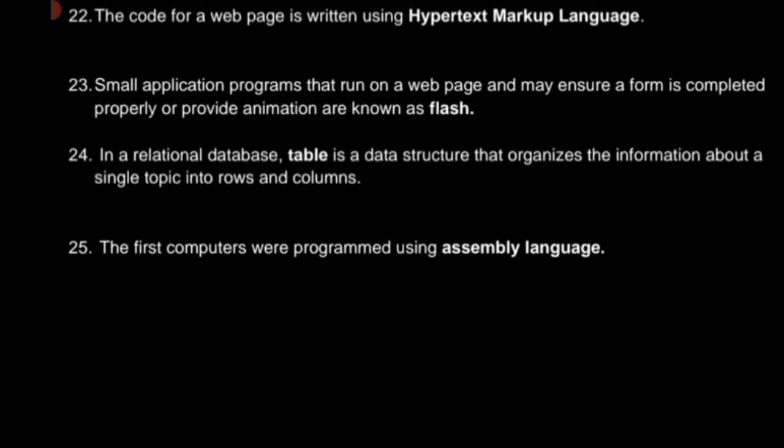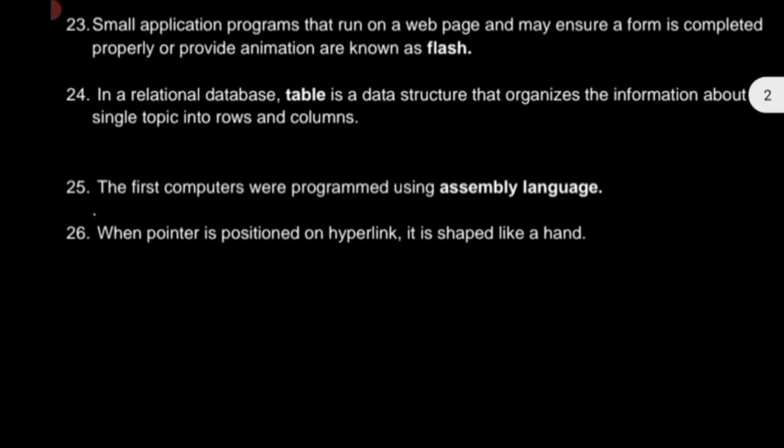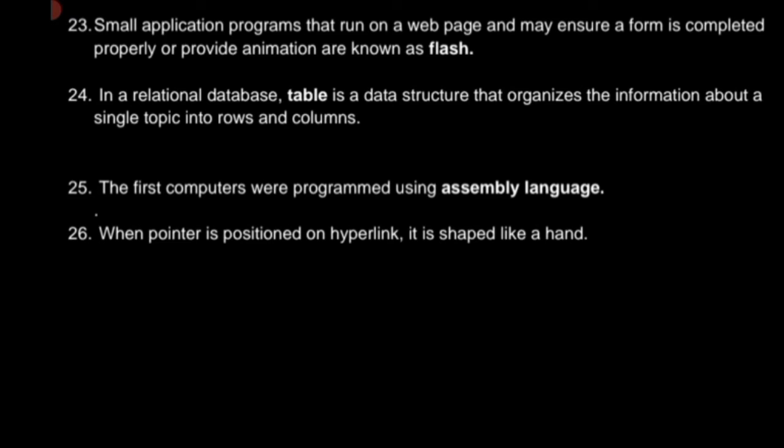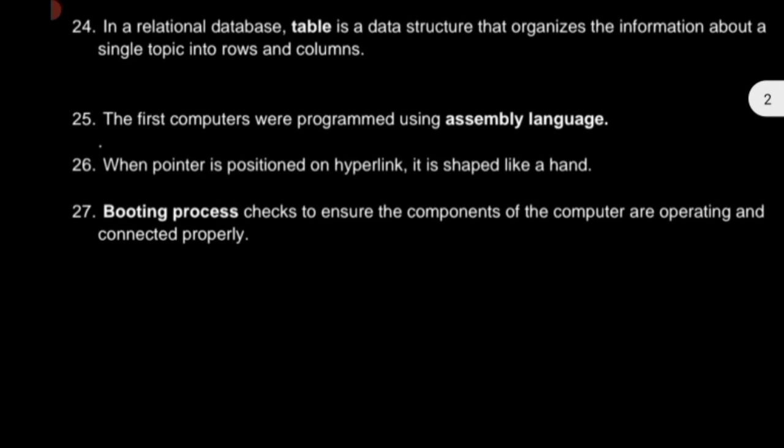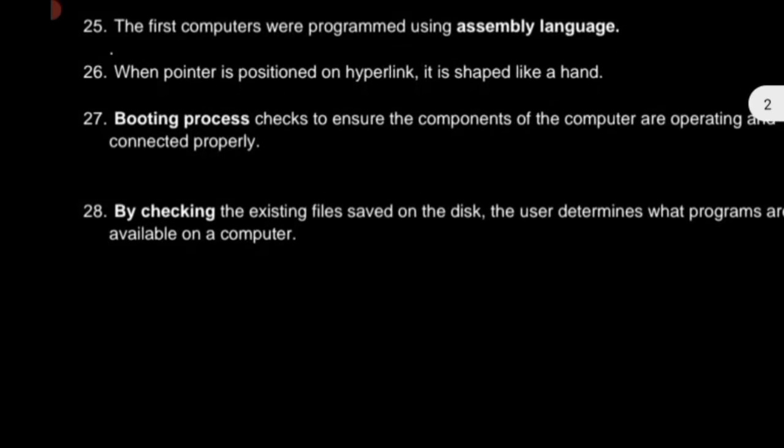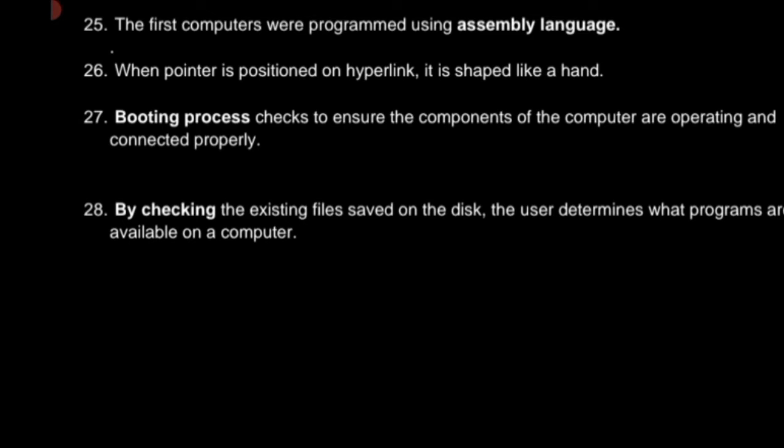22 point is the code for a web page is written using hypertext markup language. 23 point is small application programs that run on a web page and may ensure a form is completed properly or provide animation are known as flash. 24 point is in a relational database, a table is a data structure that organizes the information about a single topic into rows and columns. 25 point is the first computers were programmed using assembly language.